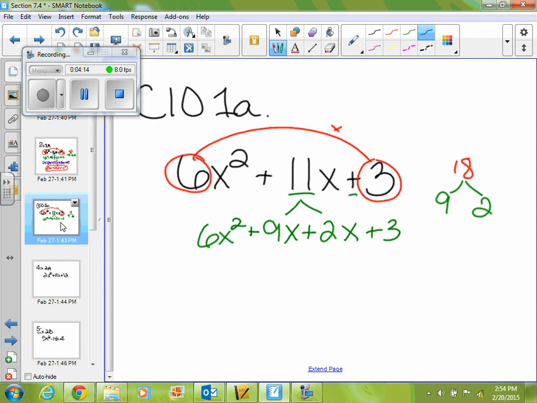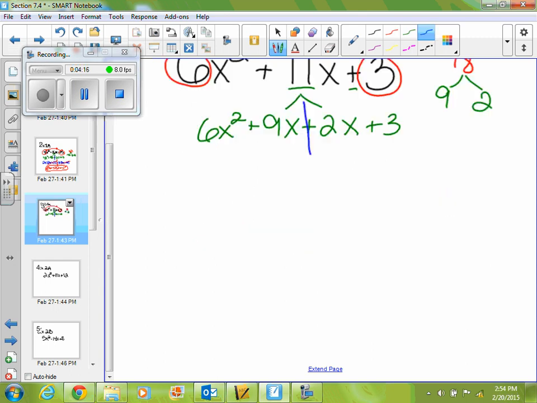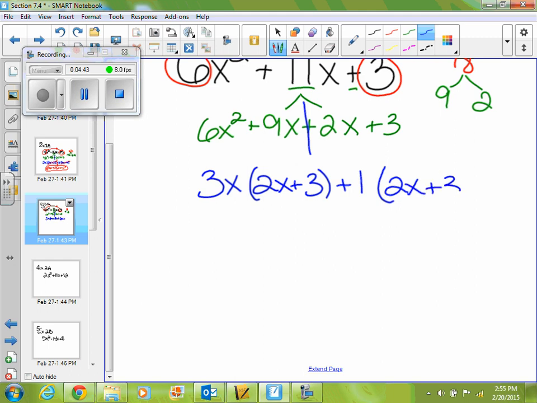Then we split it. So if I split it, what goes into a 6 and a 9 evenly? 3. What's my smallest exponent? X. So 6 divided by 3 is 2x. 9x divided by 3x is 3. What goes into a 2 and 3? 1. 2 divided by 1 is 2x. 3 divided by 1 is 3.